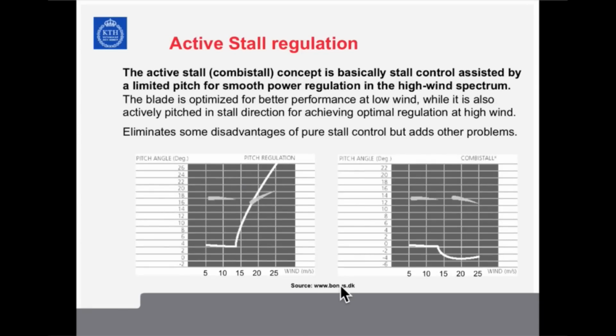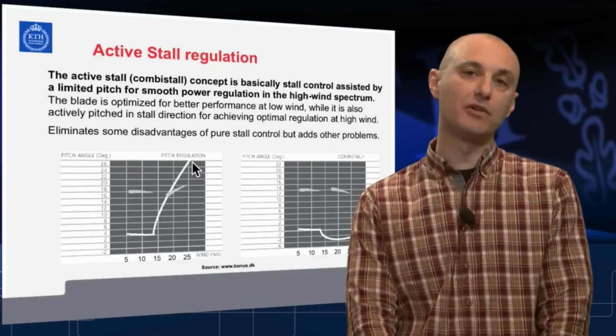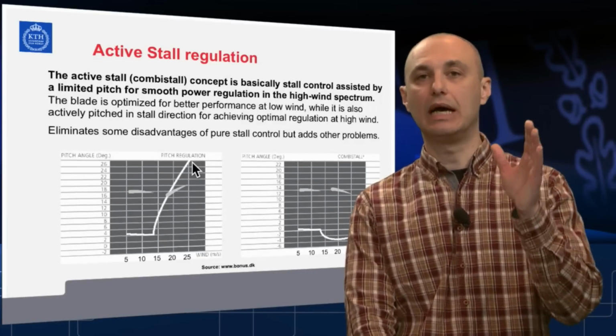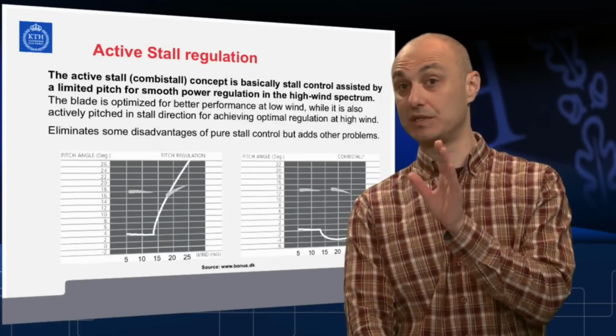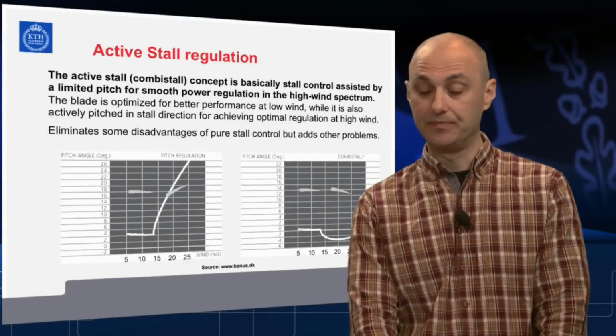This is a nice representation of a comparison between pitch and stall. If you would be pitching the blade, you need to have a large spectrum of possibilities to flip the blade. And then you would increase the angle or follow the wind as much as possible towards the 90-degree angle if necessary.